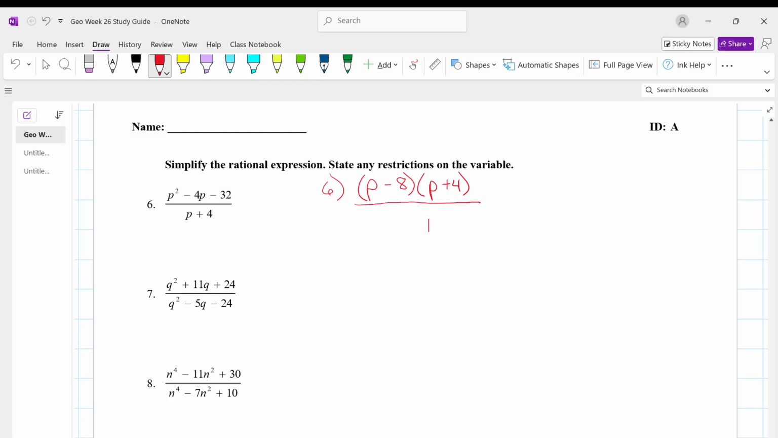This is over p plus 4. Our p plus 4's cancel, and we're left with p minus 8. Now, just one exclusion. The only exclusion here is that p cannot be equal to negative 4.